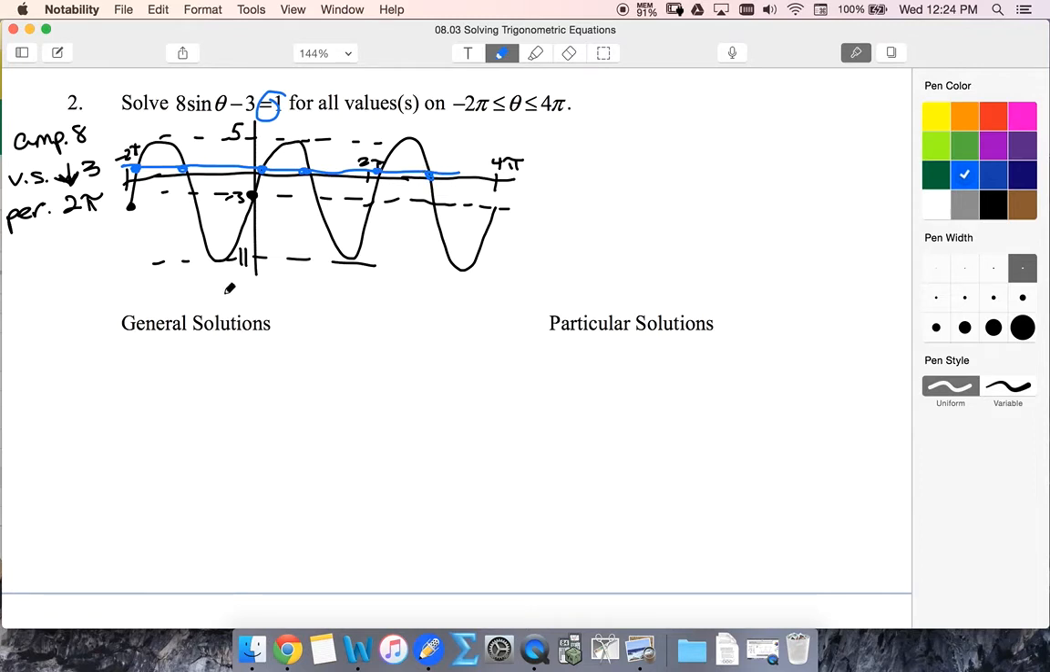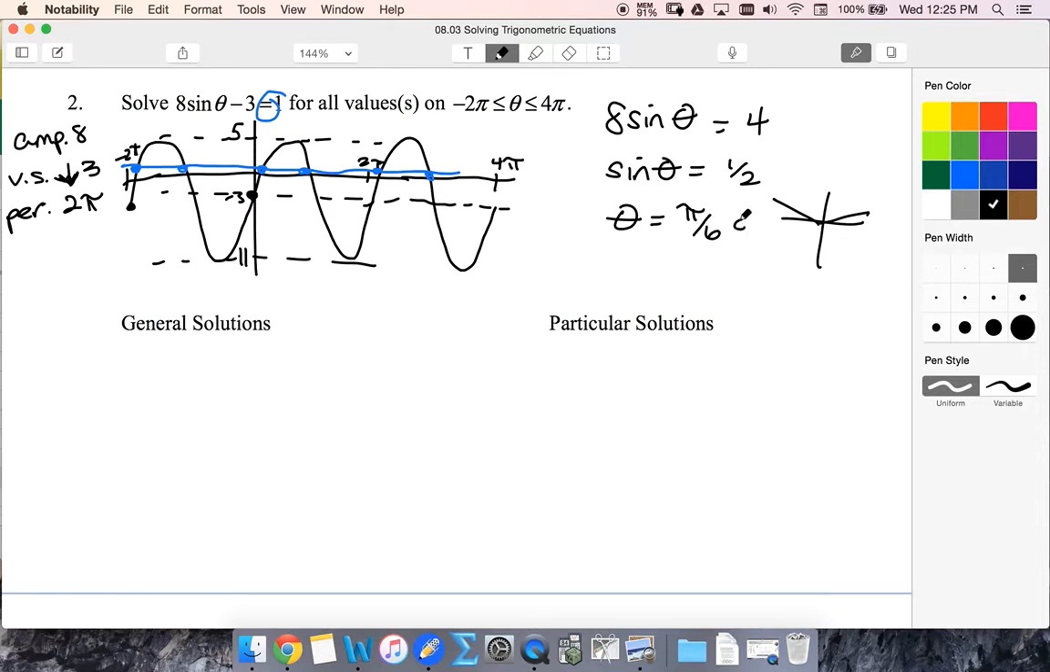The general solutions are when I have k in them. So let's think about our general solution by solving algebraically. So I have 8 sine theta. I'm going to add 3 to the other side. That's going to give me 4. So sine theta then is 1/2. I know that that happens. So thinking of sine theta being 1/2, that's the short angle and short angle. So theta is pi over 6 or 5 pi over 6.